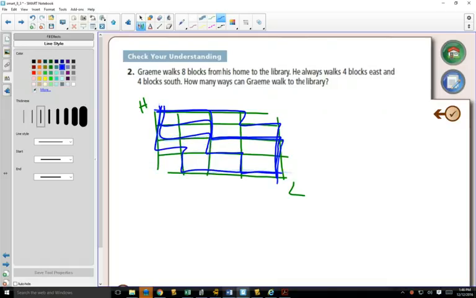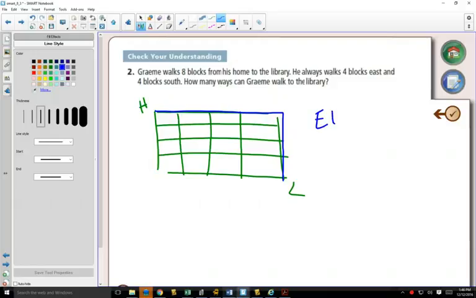Is this a good strategy? Probably not, but it's kind of fun. It's going to be hard to count them all that way. So how do we show these? Well, this one, right? This is east, east, east, east, south, south, south, south. We could do this one. Oh, I like this one. This is probably the easiest way to get there.